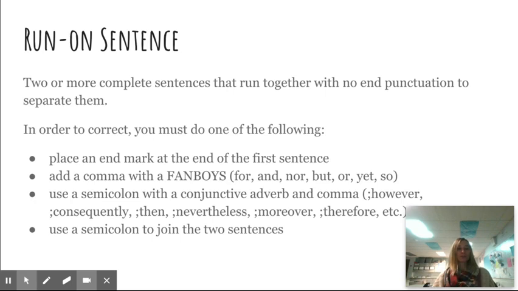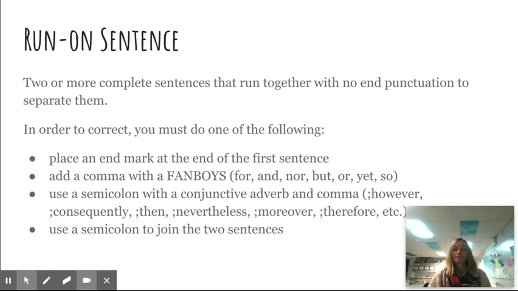So in order to correct, you can do a variety of things. To correct a run-on sentence, the easiest way to correct a run-on sentence or a comma splice is to put a period. Just put a period between the 2 sentences. Make it simple. Don't try too hard, okay? However, there are a variety of ways, and this is for run-ons or comma splices, okay? You can place an end mark at the end of the first sentence, meaning a period, or if it's a question, you put a question mark, okay?